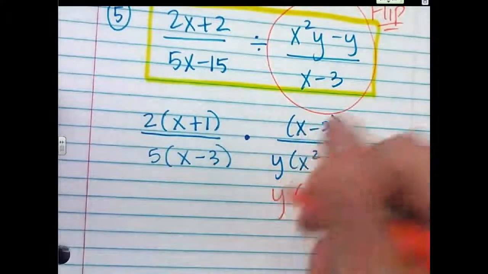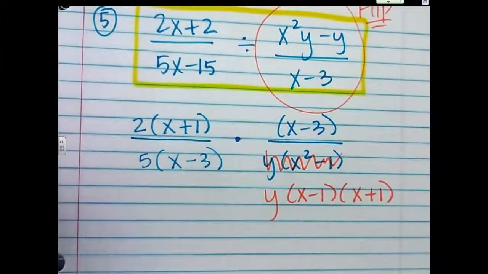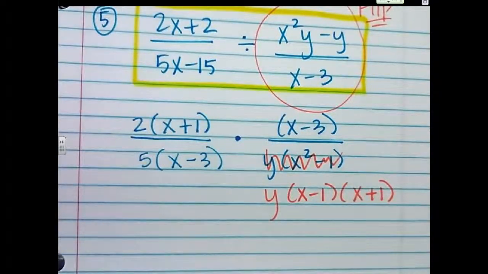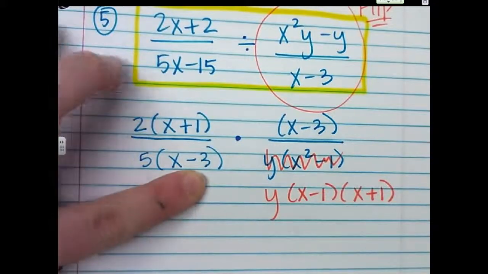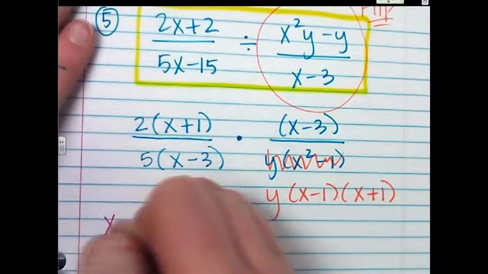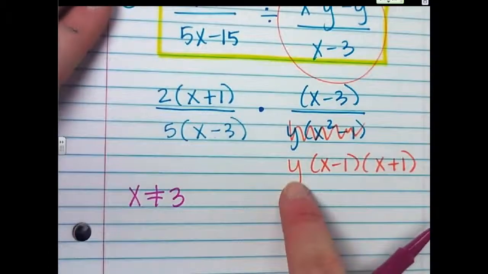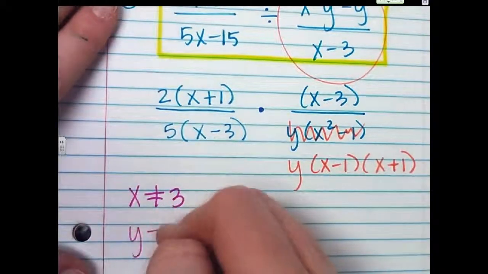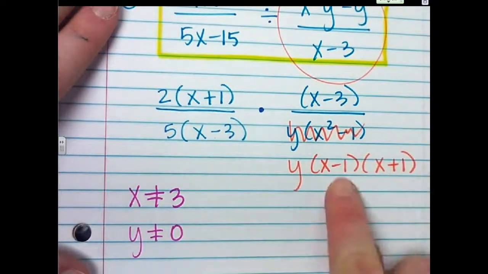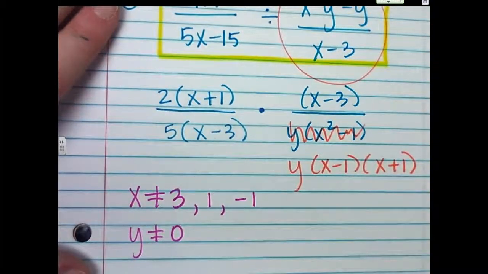So I'm just going to rewrite that bottom part right underneath. Okay, so let's do our restrictions first. I don't care about the 5. So here, what can x not equal? 3. And then I move over here. Now I'm at a y. What can y not equal? Careful. 0, right? This y is all by itself. y cannot equal 0. x cannot equal 1 or negative 1. There's my restrictions.